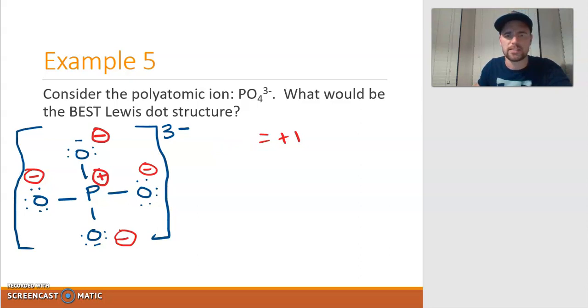Alright, so let's think about this. Well, my formal charges aren't bad. It's all positive ones and negative ones. But man, every single atom has a formal charge. That's kind of a lot, right? Once again, you might be thinking, what is there that I can do? I don't understand. Well, here's a hint.